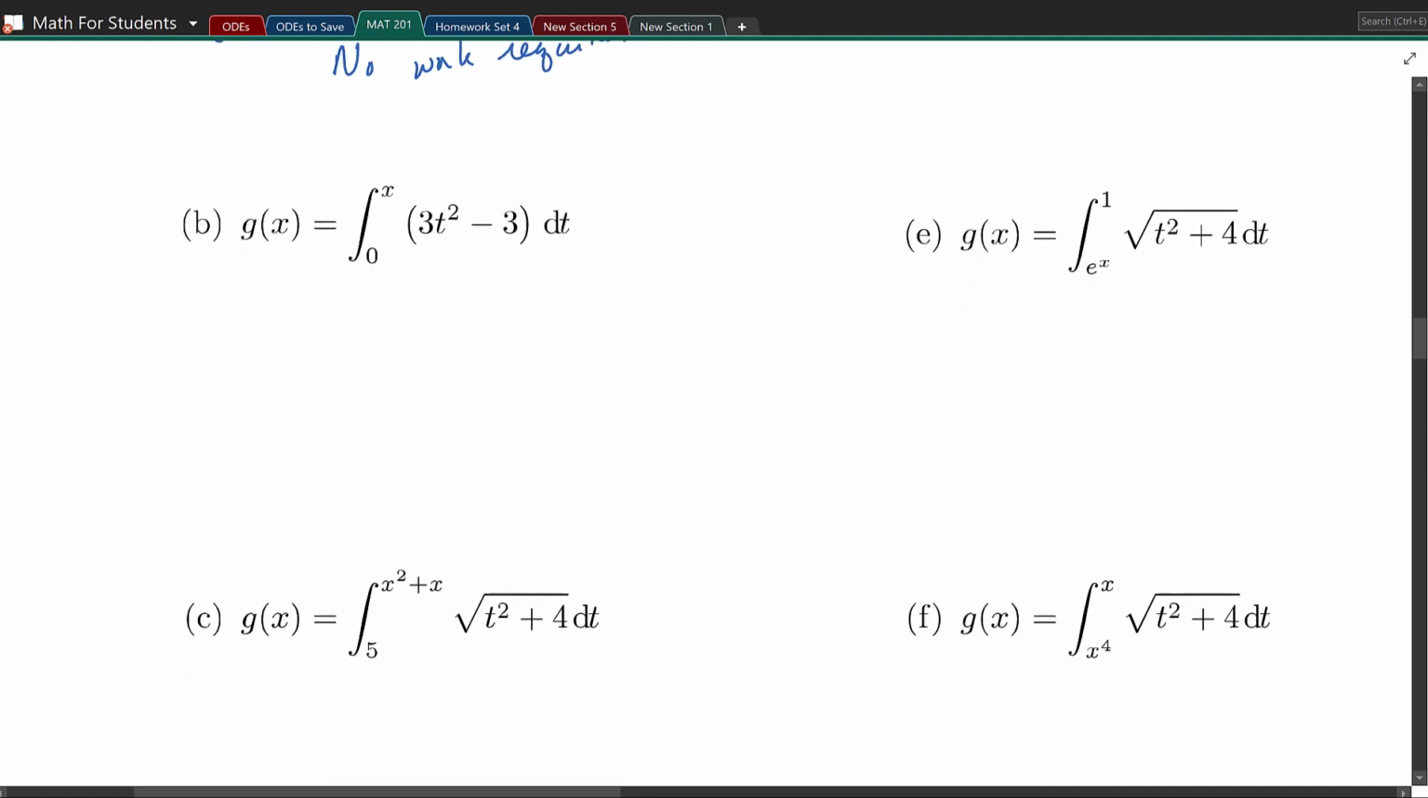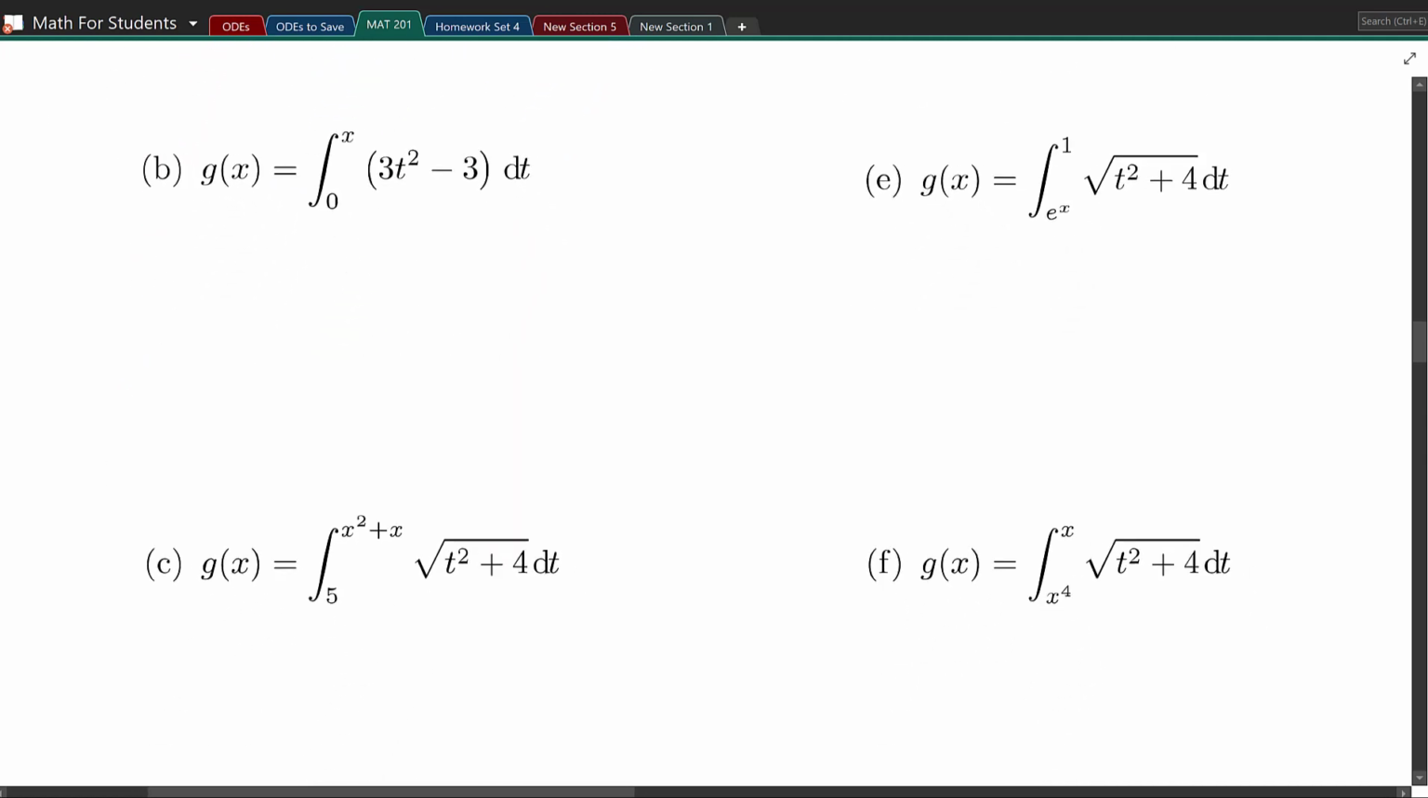Okay. So now g of x, or letter B here, is another one where we can simply go ahead and answer the question with no work. G prime of x is simply 3x squared minus 3. That's by the fundamental theorem of calculus, part 1. And let me just add, no work needed.